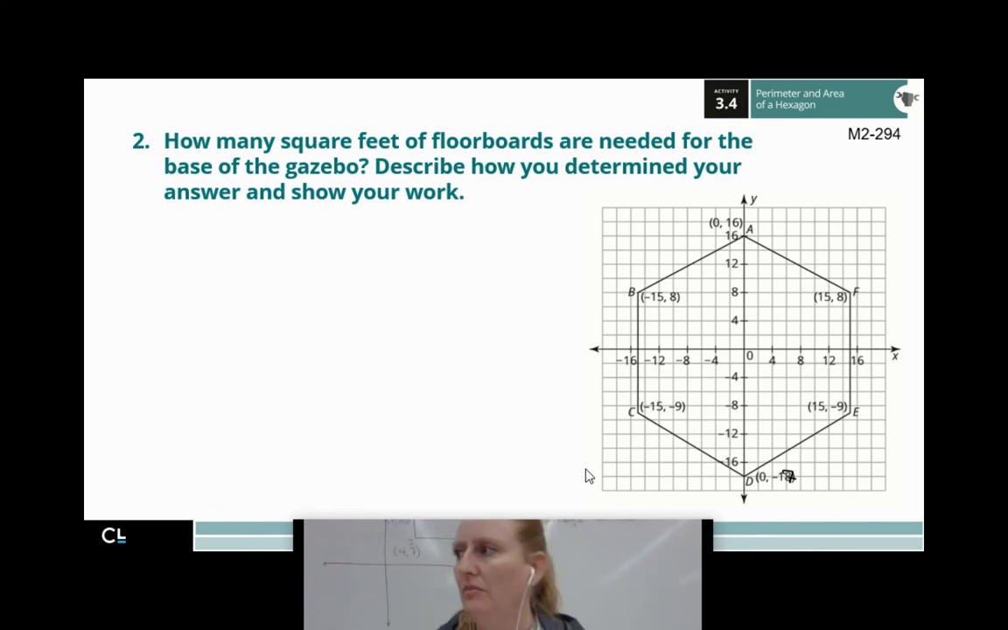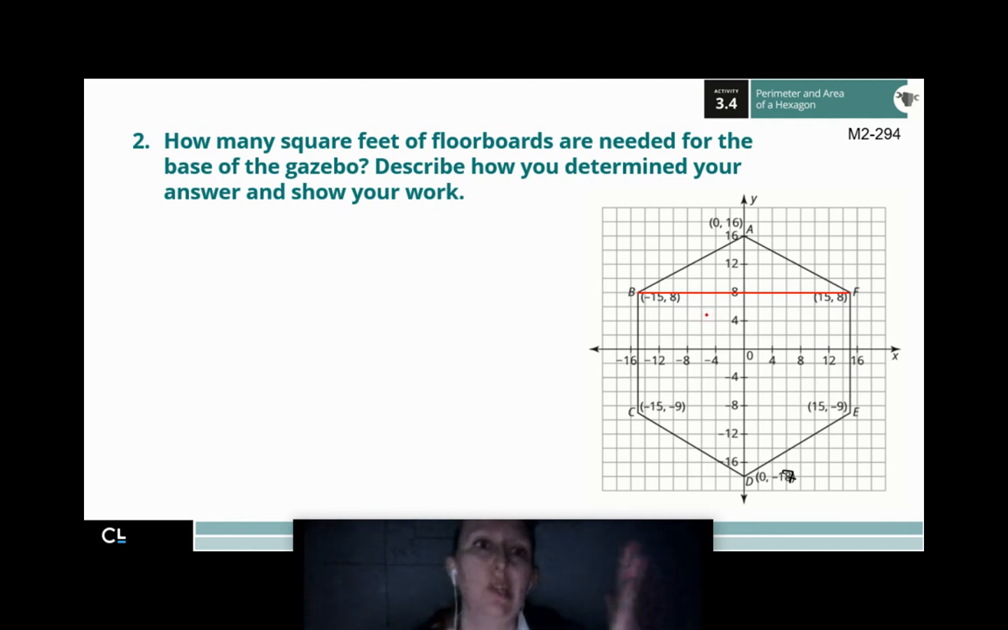So I chopped it up. I cut off the top to make a triangle, because then I could count it. I was like 1, 2, 3, 4. Oh, it's counting by twos. It's counting by twos. So 2, 4, 6, 8.